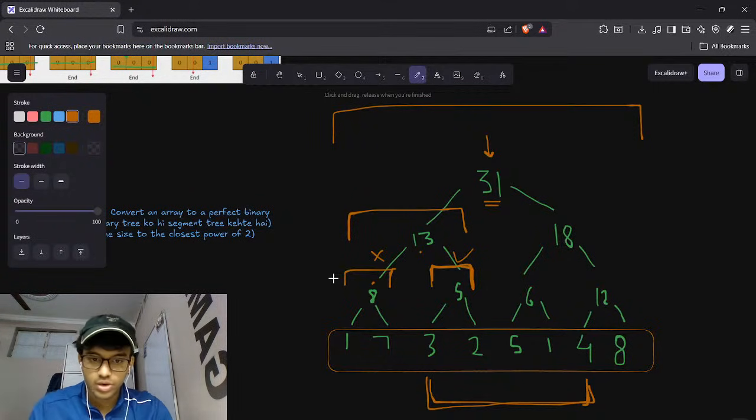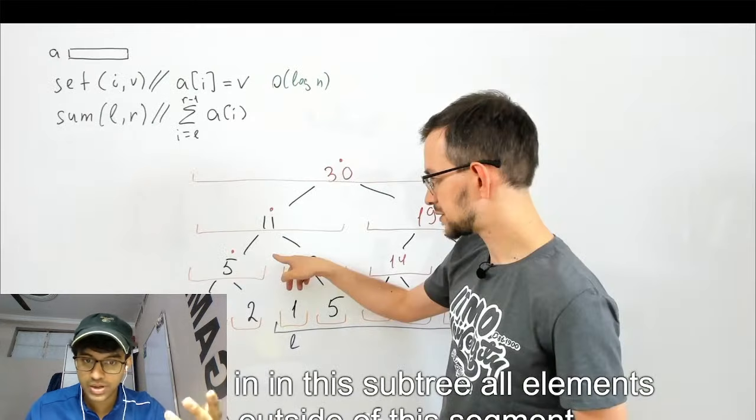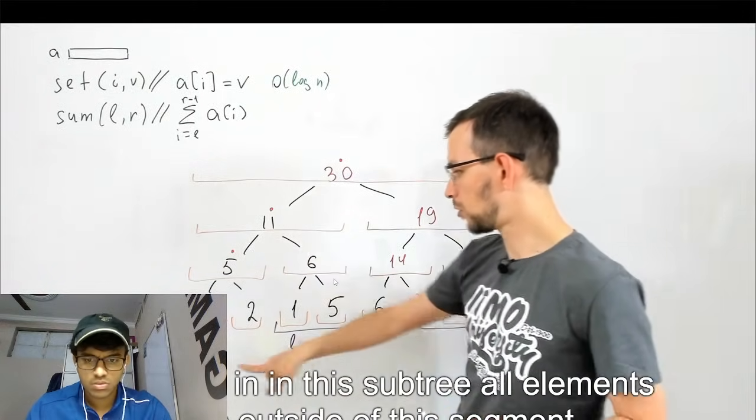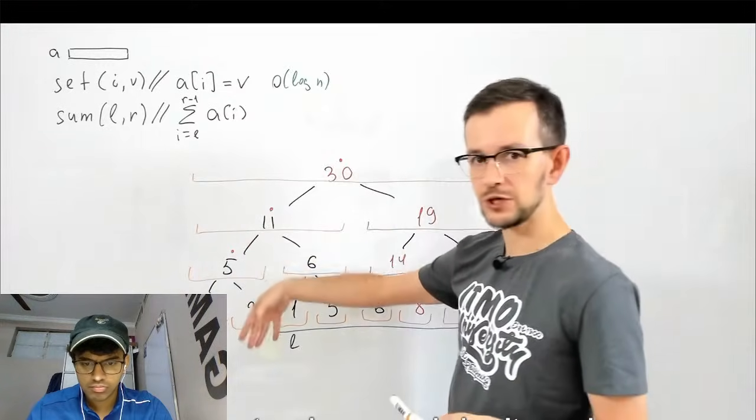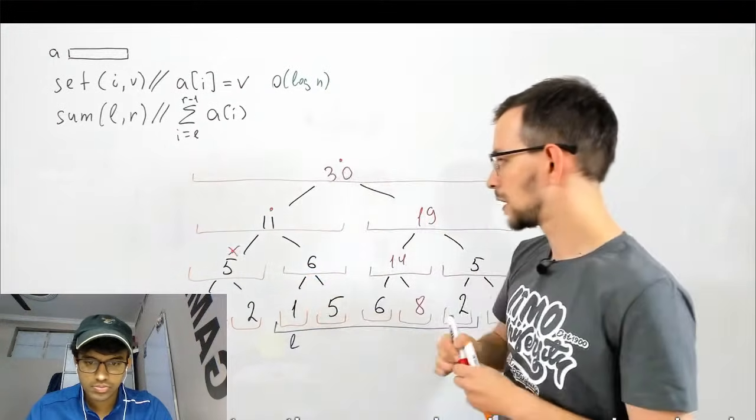This is what the guy told. I have already seen all this, by the way, yesterday. That's why I can tell. In this subtree, all elements are outside of this segment. So we can stop here and don't go deeper. So simply stop the recursion here and go back.